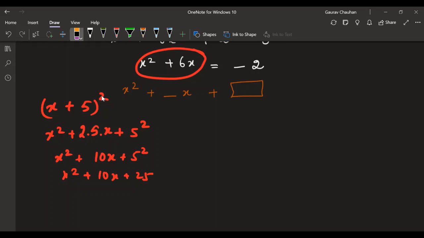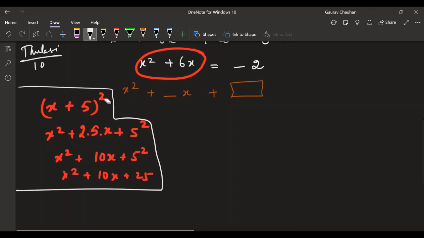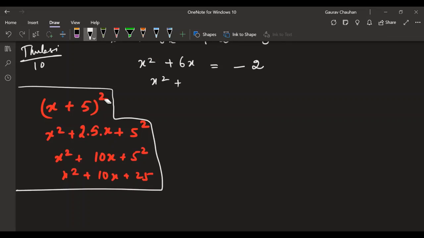3 square. Fantastic, Tulsi. I'm going to give you 10 points right away. Let's see what she's talking about. Tulsi is saying, let's keep this to the side. I'm not going to rub this off for now, so that we can refer to it if you need. I already have x square plus 6x. What can I write? 2 into 3x can I write?